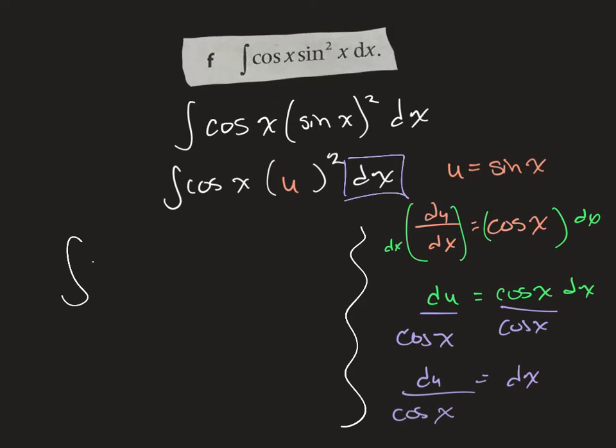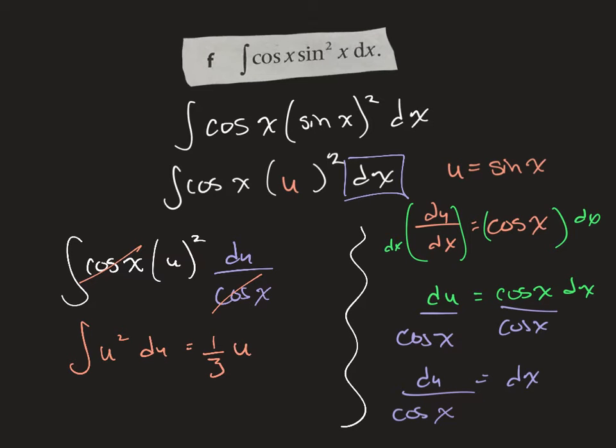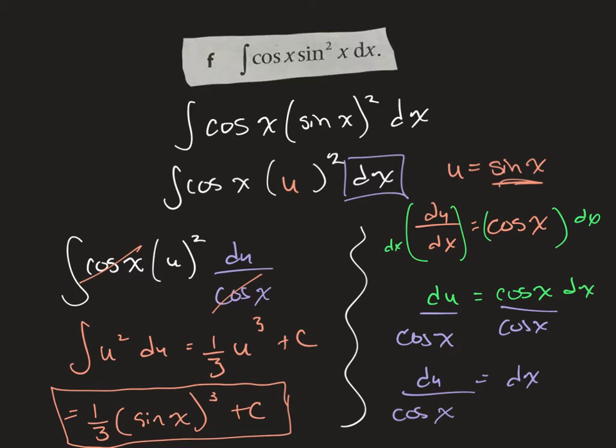And we're going to get the integral of the cosine of x times u squared du over cosine x. And those cosine x's are going to simplify for us. So then it's just the integral of u squared du, which is going to be 1/3 u cubed plus c. And then because u is sine, this is equal to 1/3 of sine of x cubed plus c. As always, if you see an error or something, let me know.